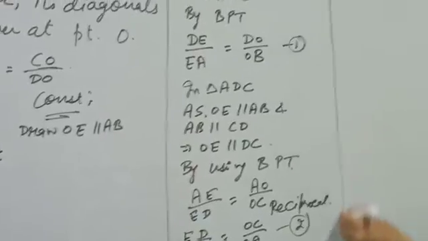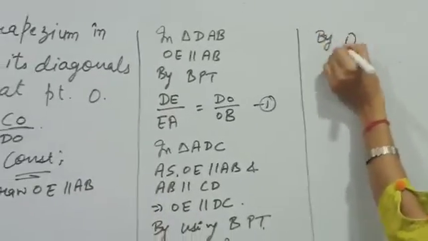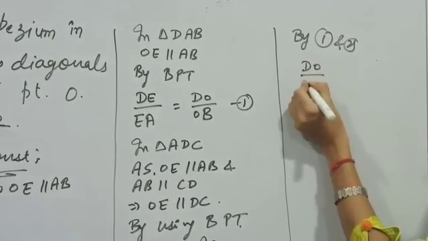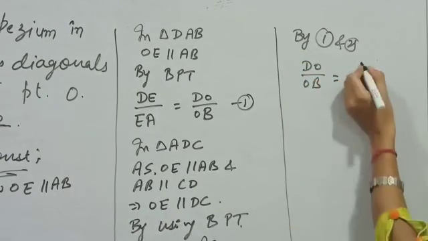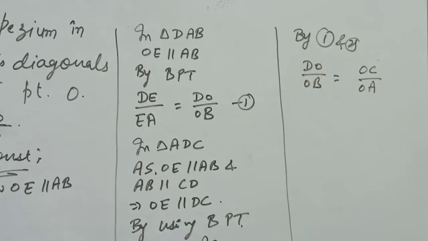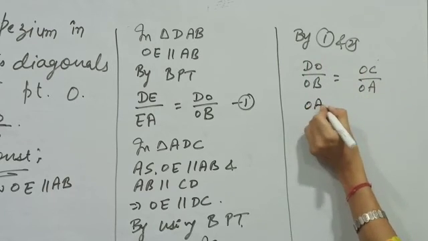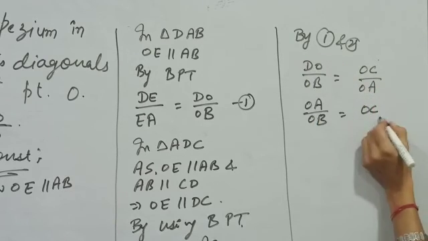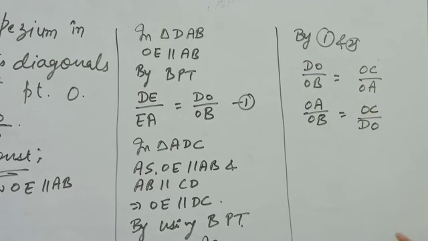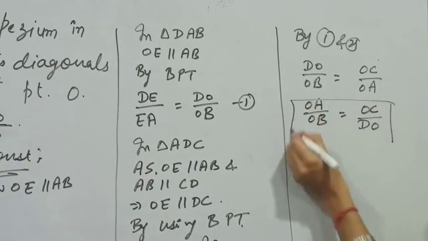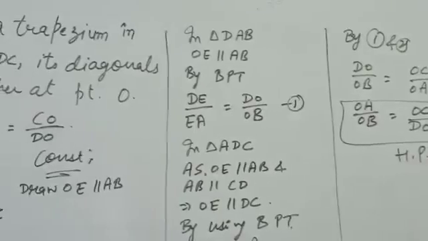Then by the first and second equations, DO upon OB is equal to OC upon OA. These two parts are equal. Then we cross multiply: OA upon OB is equal to OC upon DO. This is what we wanted to prove. So this is the required result. Hence proved.